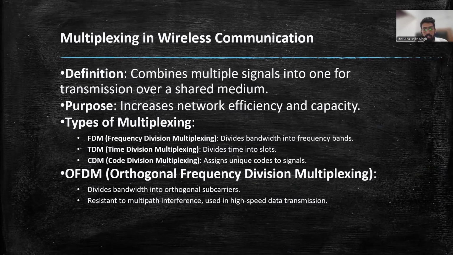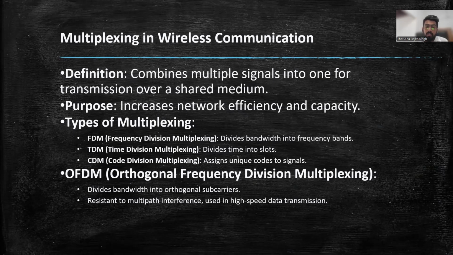Types of multiplexing. First one is frequency division multiplexing. FDM divides the available bandwidth into multiple frequency bands, with each band assigned to a different signal. For example, in FM radio, different stations are assigned different frequency bands to avoid interference.